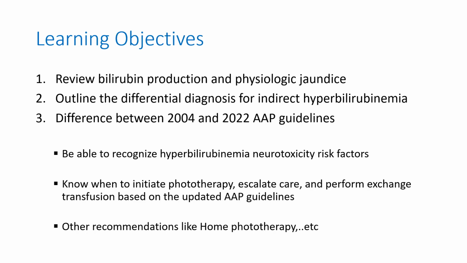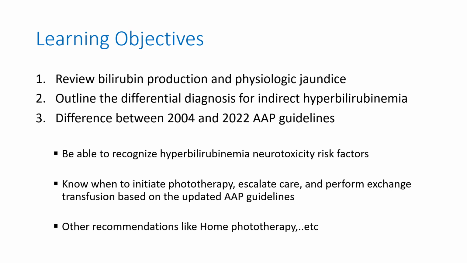The learning objectives for today's review: we will talk about bilirubin production, and then we will cover physiological jaundice, outline the differential diagnosis for indirect hyperbilirubinemia, and then we will cover the differences between the 2004 and 2022 updated guidelines from the American Academy of Pediatrics. We will be able to recognize the neurotoxic risk factors of hyperbilirubinemia.